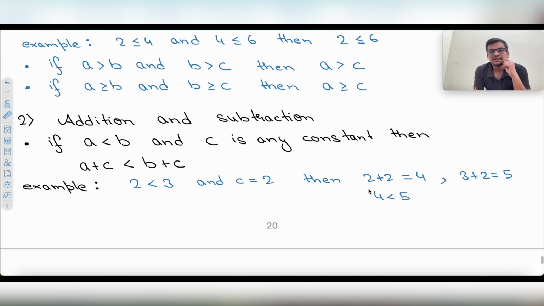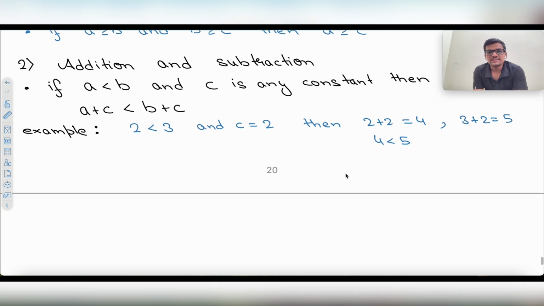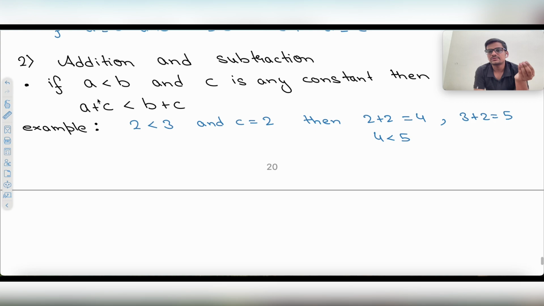So what is happening here? We added 2 on both sides of the inequality. The inequality has not changed, right? So there is no effect on the inequality. So this you can write for less than or equal to, greater than or equal to.